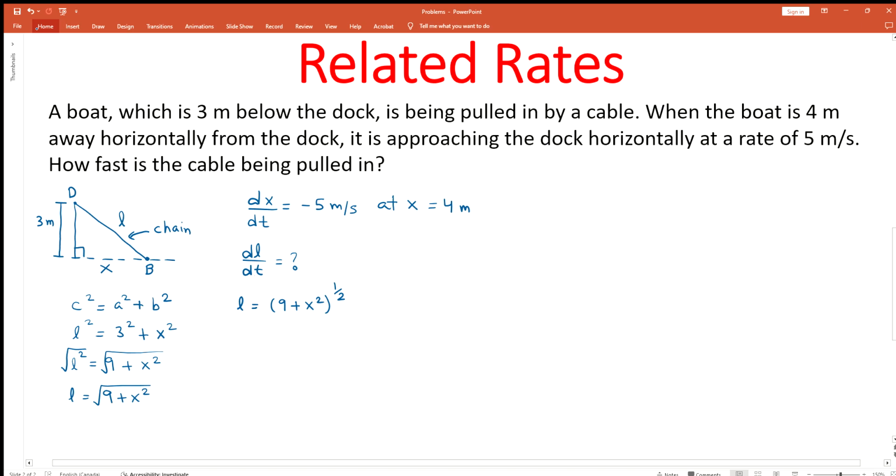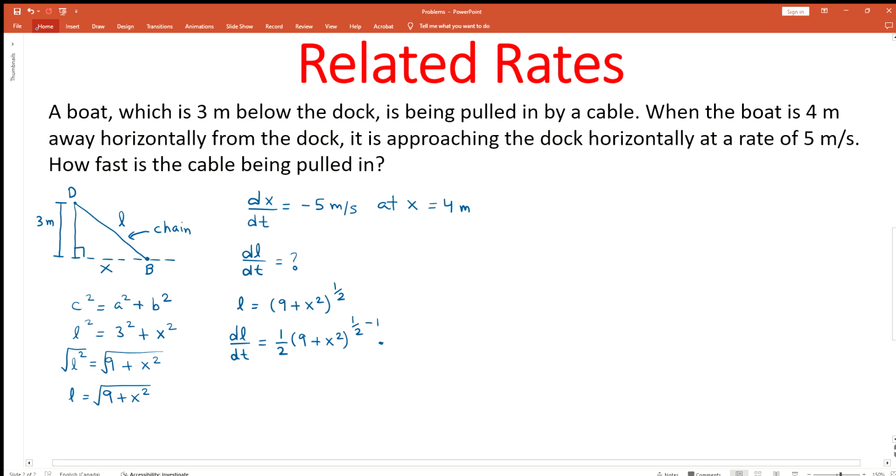On the left side, the derivative of L with respect to t is dL/dt. On the right side, we have to use chain rule to find the derivative with respect to t. The inner function is 9 plus x squared. The outer function is the exponent half. As per chain rule, we start with the derivative of the outer function. We have to use power rule. We move the exponent half to the front of the term and subtract 1 from half, times the derivative of the inner function 9 plus x squared.